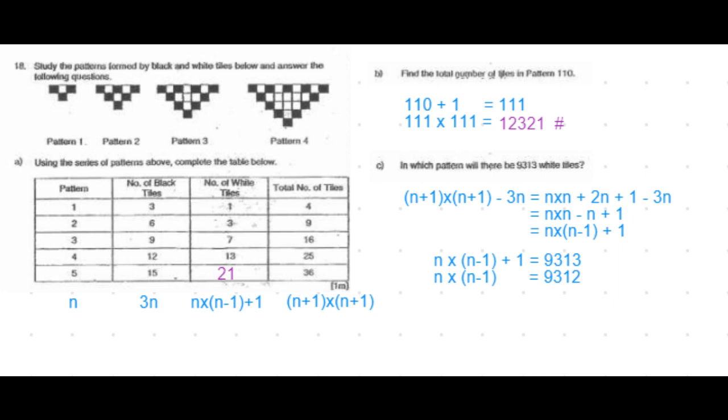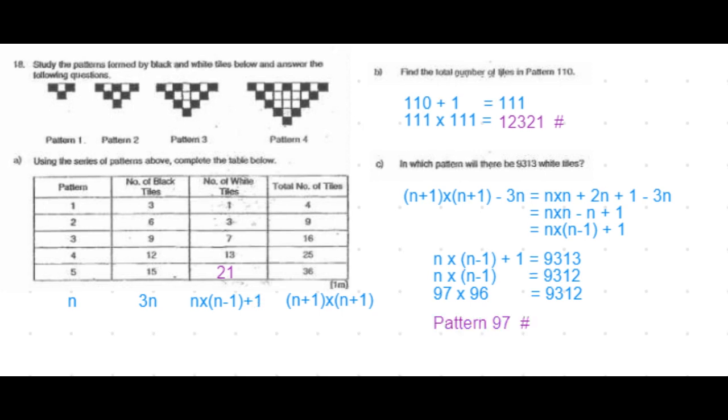So let's try 98 times 99, which is more than 9,312. So that's not the answer. Next, we can try 96 times 97, because 6 times 7 would end in 2. Yes, that's the answer. N is equal to 97. For pattern number 97, there would be 9,313 white tiles.